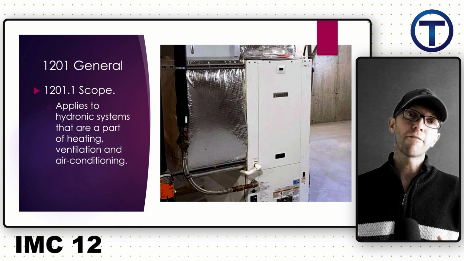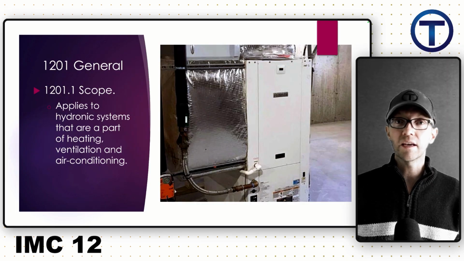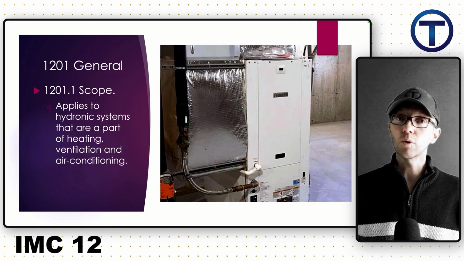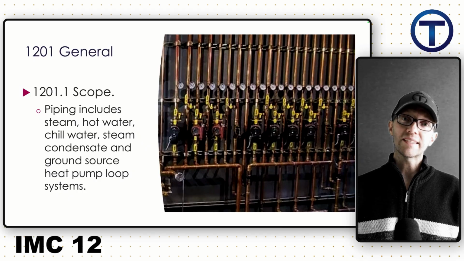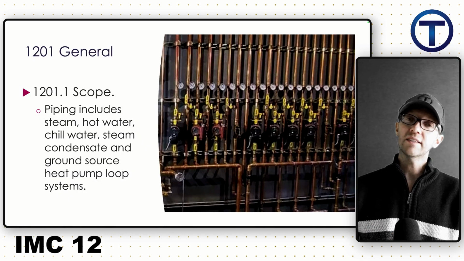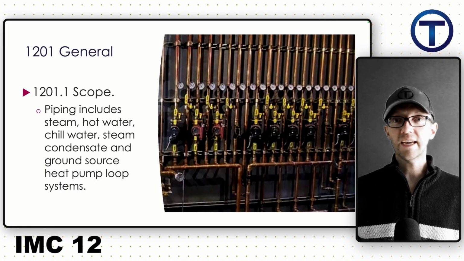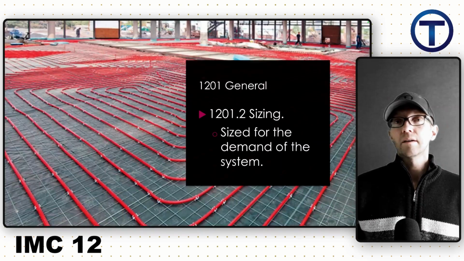Basically, we're going to use a fluid that we're going to push around, and we're going to apply it in different ways to treat the environment of the building, to heat it or to cool it. Therefore, this chapter includes steam, hot water, chill water, steam condensate, and ground source heat pump loop systems. Once again, that's a broad range of systems that it will apply to.